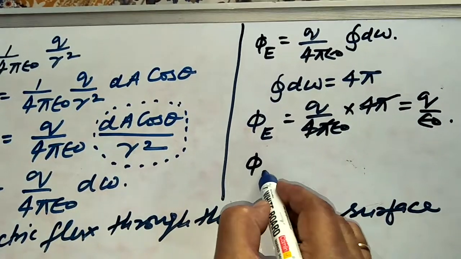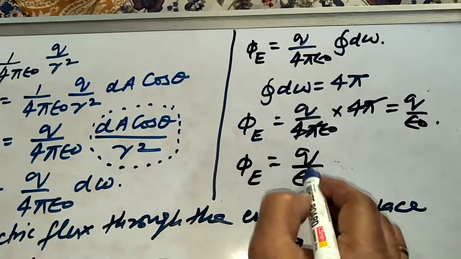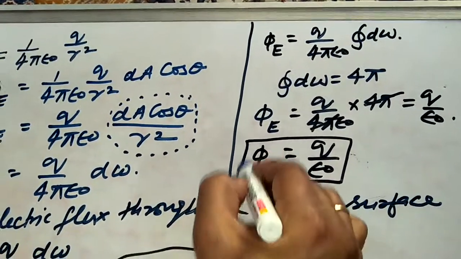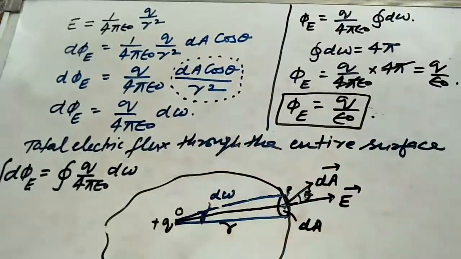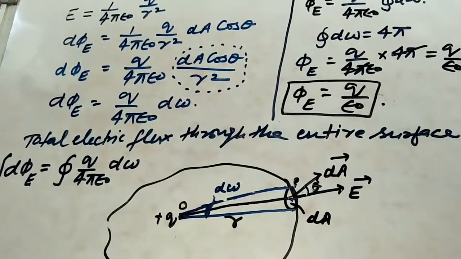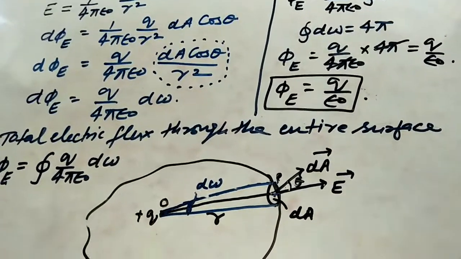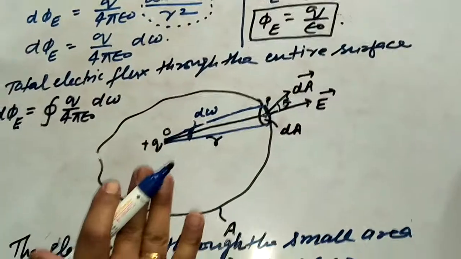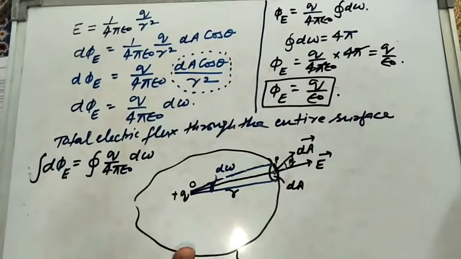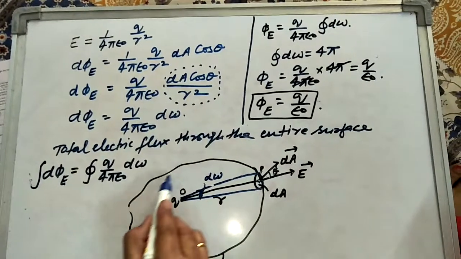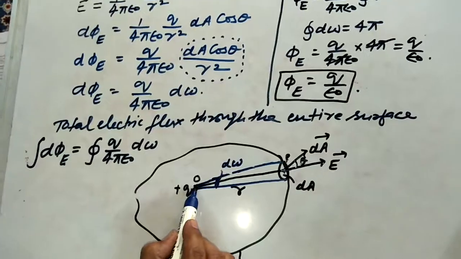And you can see here the total electric flux φE through the entire surface is equal to q upon ε₀, which is the proof of the Gauss theorem. So dear student, this is the simple proof of the Gauss theorem. So first you will go through the statement of the Gauss theorem and its derivation. And remember this, the Gauss theorem does not depend upon the shape or size of this surface or the position of the charge inside the surface.